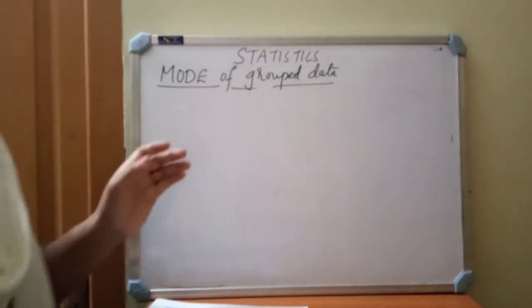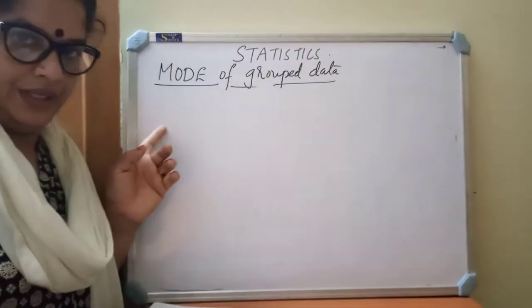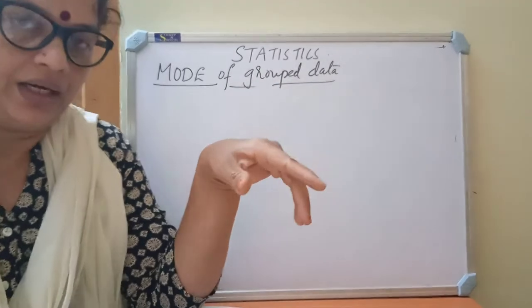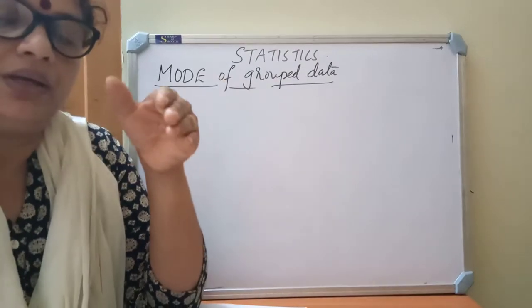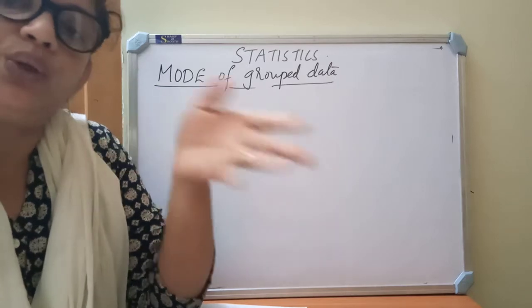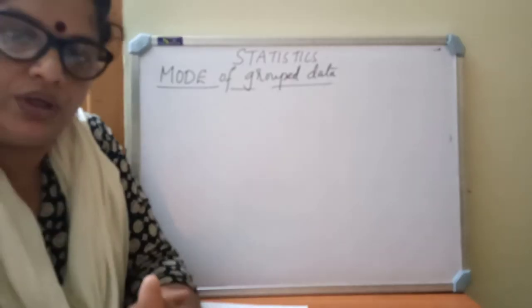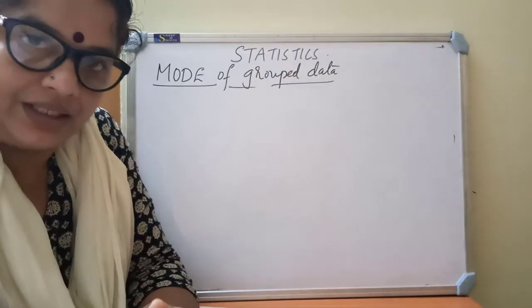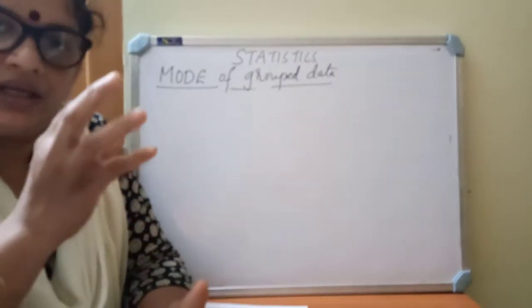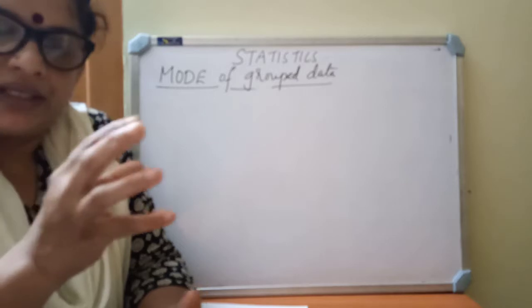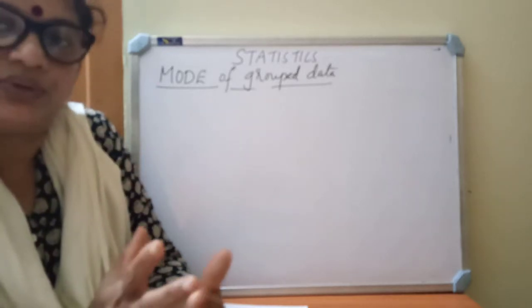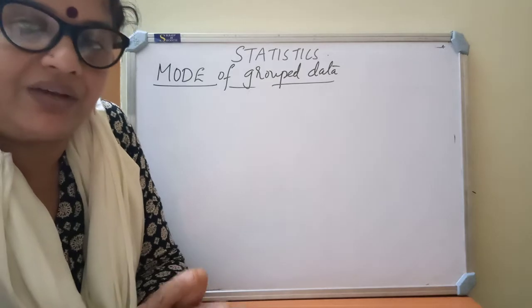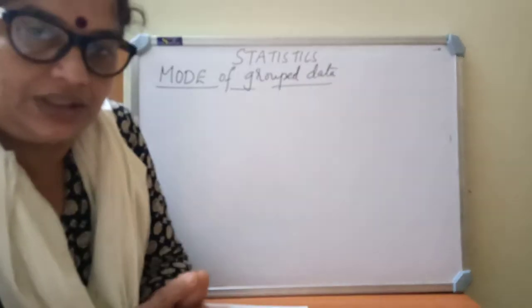Now let us see, children, the mode of grouped data. Before going to learn the mode of grouped data, let me ask what is meant by mode in an ungrouped data. How will you find out mode? Mode is the most recurring data, isn't it? If we are given only the ungrouped data, some data values, and they ask you to find the mode, whichever value is repeatedly coming, that value we call the mode, isn't it?